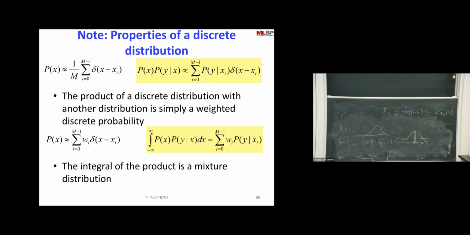Go ahead. So, you guys with me up there, right? P of y given xi terms, delta x minus xi, which is basically an impulse at xi. Now, if I integrate P of x times P of y given x, now the delta function has a property. If you integrate it, it's going to be 1, right? So P of y given xi times P of x.